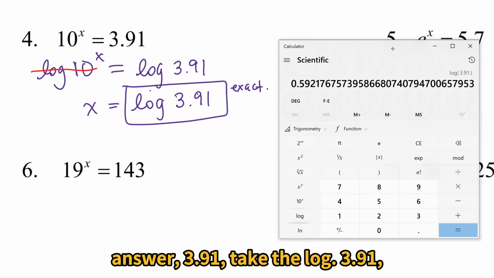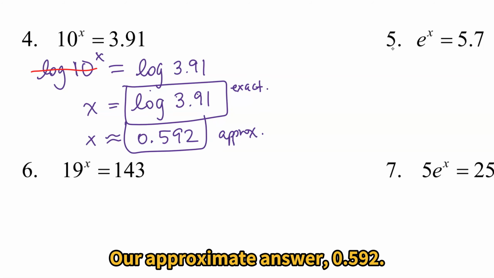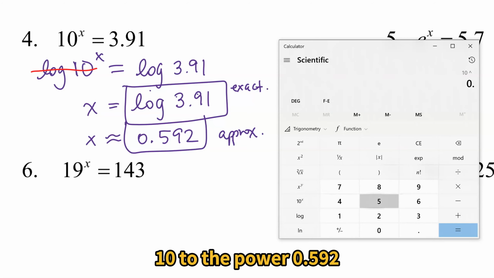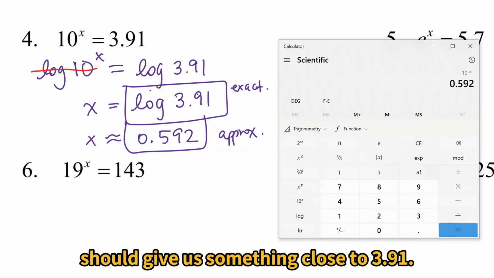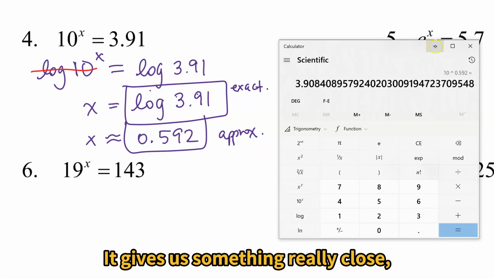3.91, take the log. We get 0.592. So our approximate answer is 0.592. We can check this. 10 to the power 0.592 should give us something close to 3.91, 3.908, and it does. Gives us something really close, which is what we want.